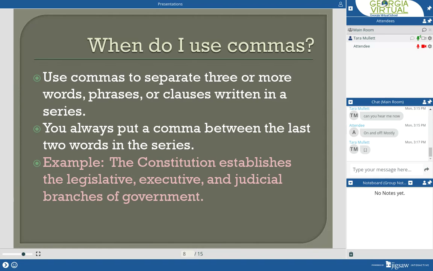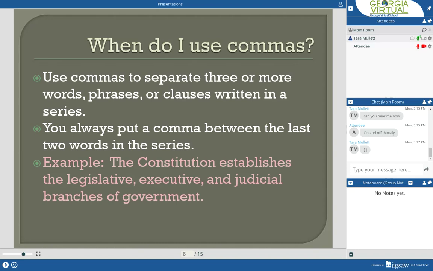And some grammarians, those that study and teach grammar, some very silly grammarians, in my opinion, do not believe in the necessity of the Oxford comma. And the Oxford comma is the one that's right here after executive. The Constitution establishes the legislative, executive, and judicial branches of government. Some people would say that the comma right there after executive is unnecessary and excessive.